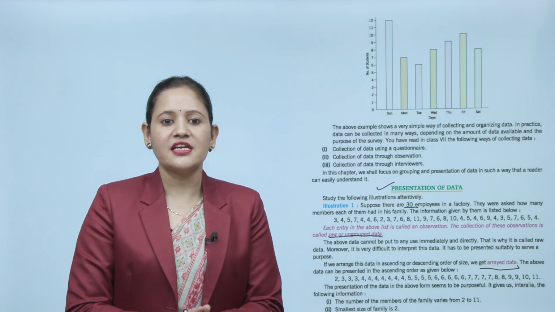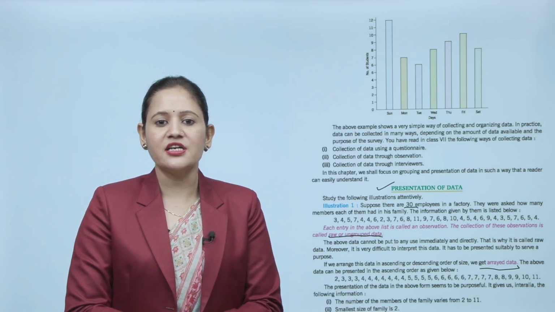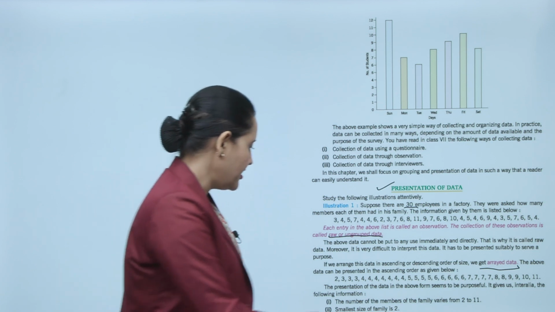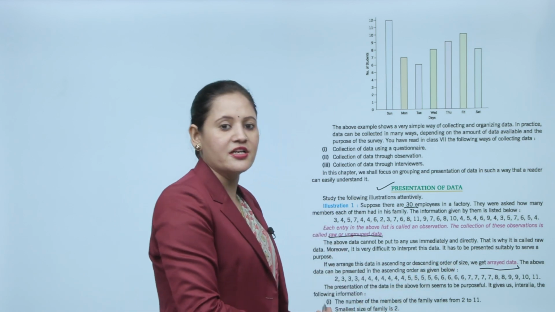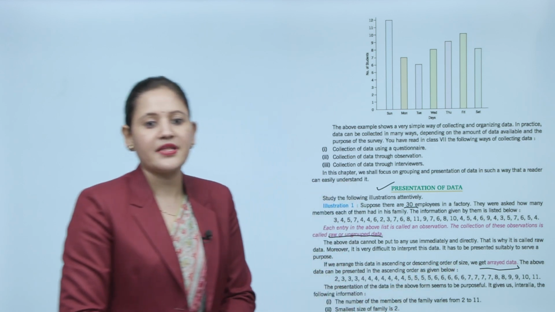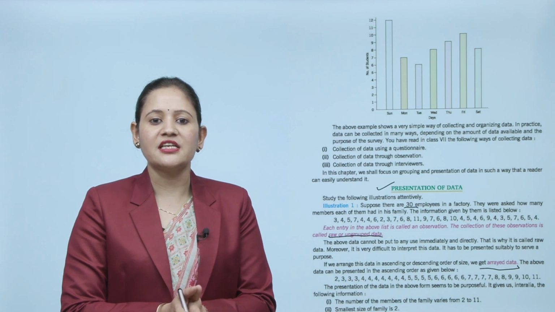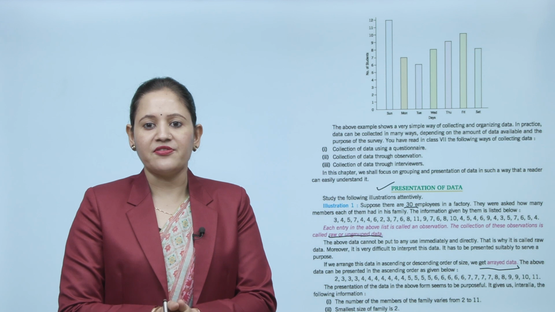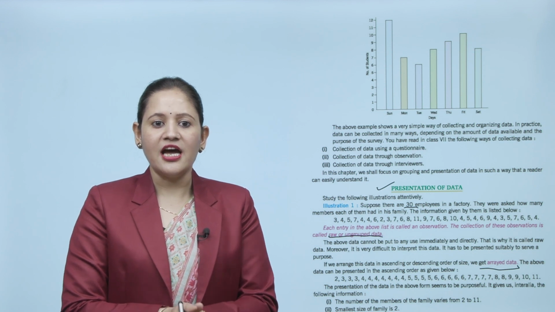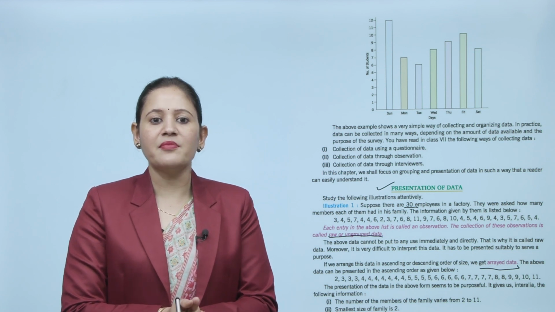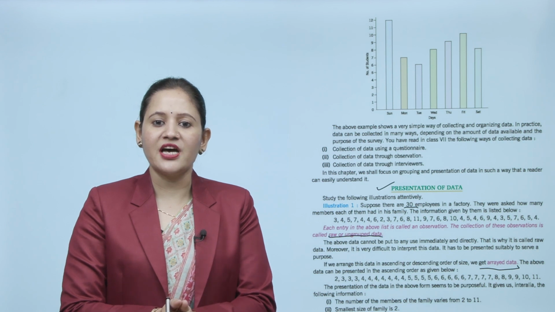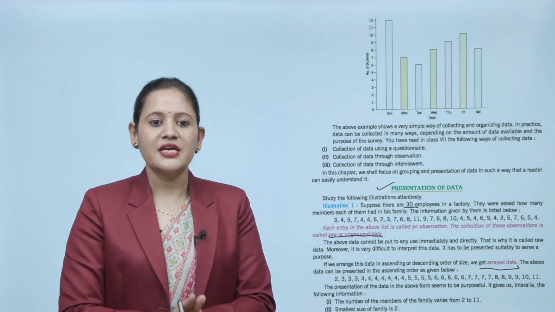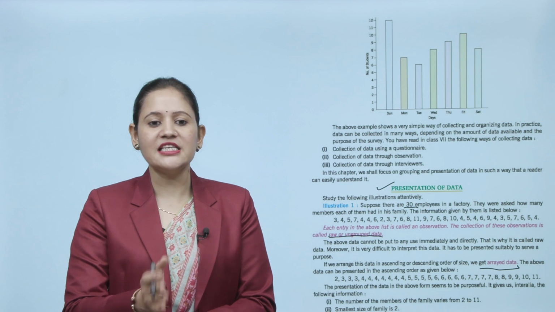The above data can be presented in ascending order as given below. Here we arrange the data in ascending order from lower to higher. The presentation of data in the above form seems to be purposeful. It gives us the following information. The number of members of the family varies from 2 to 11. The smallest size of the family is 2.